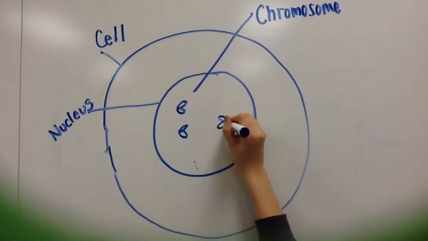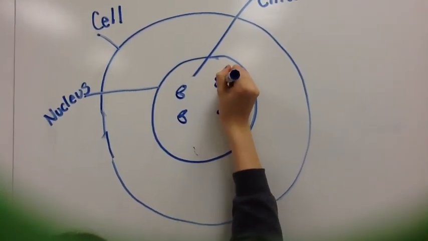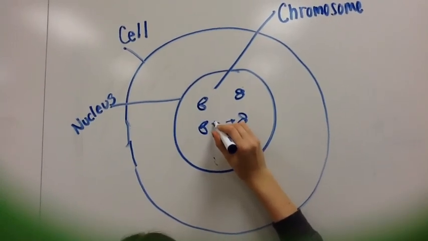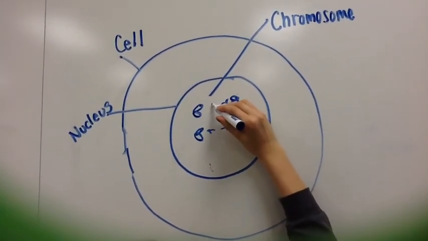This next phase is called anaphase. During anaphase, the chromosomes are separated and begin to move to opposite ends of the cell.